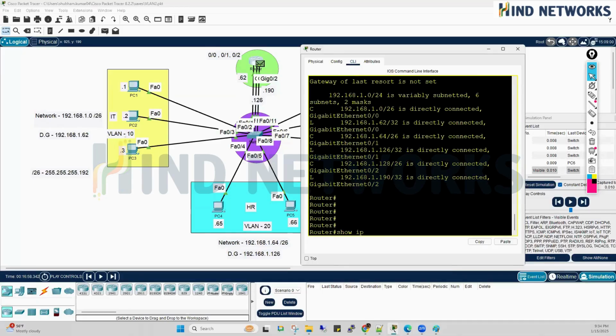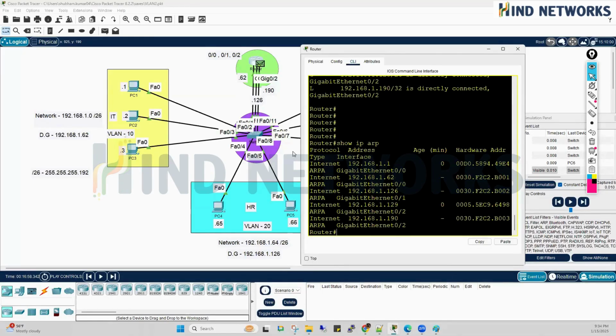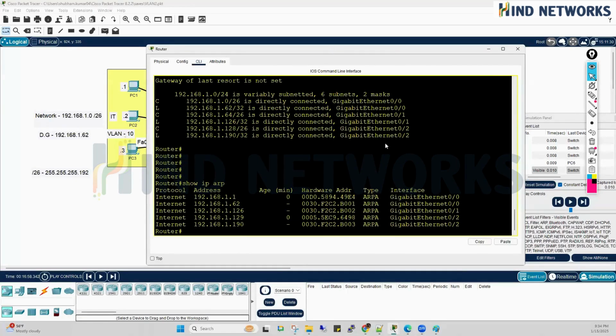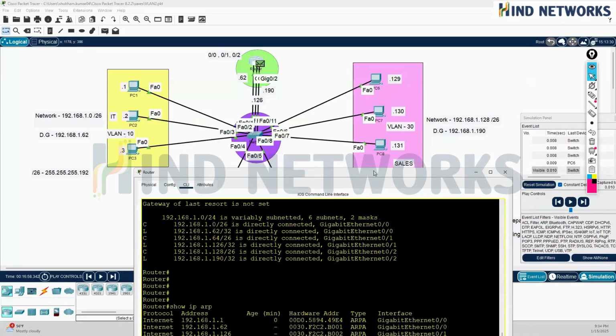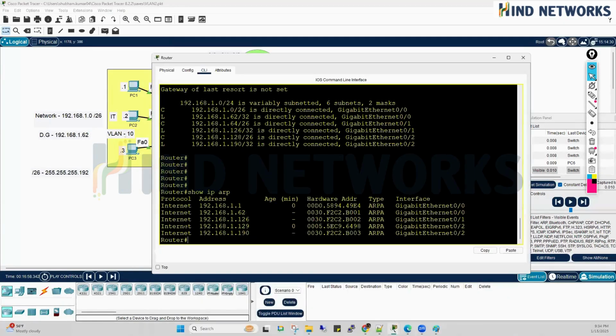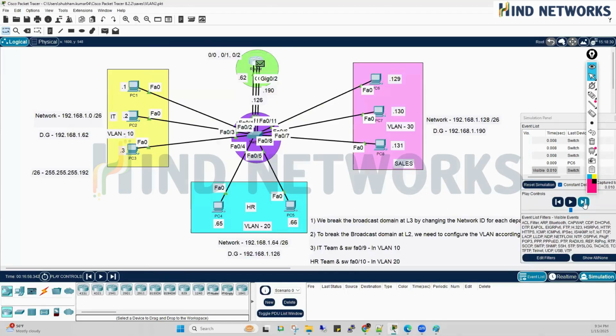So IP ARP. See, when you open the ARP table on the router, the destination device that you ping is 192.168.1.129, right? Now see, for 129, this router has the MAC address now. There is no problem. Clear? I hope this is clear to all of you. Everyone, done? Now see.